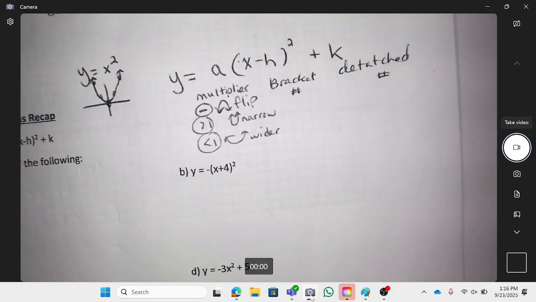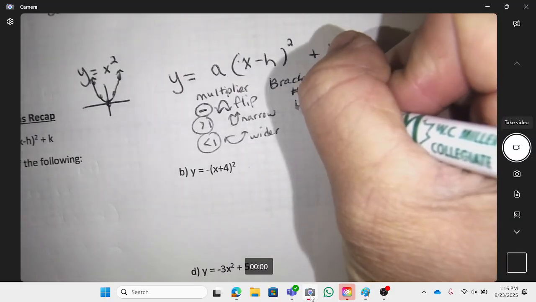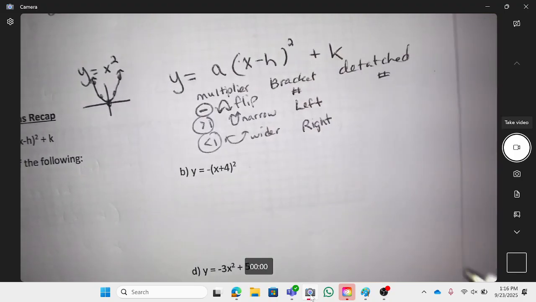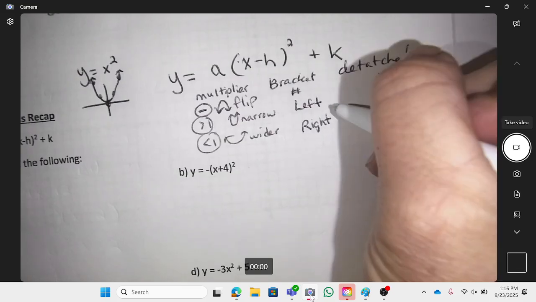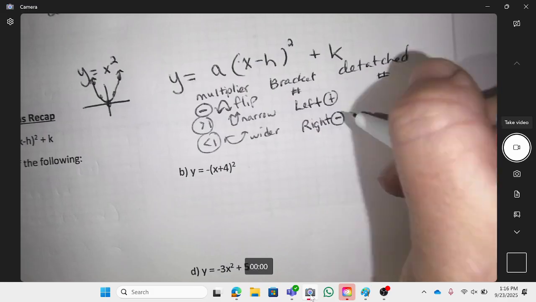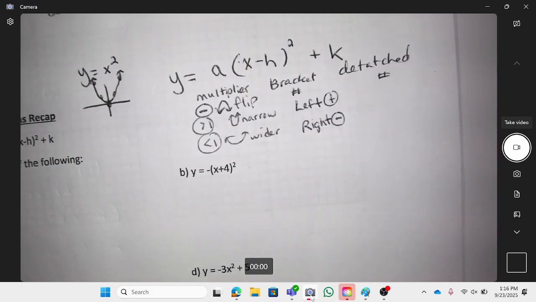Okay, the bracket number changes it horizontally. So you could move left or right. What kind of number do I have to see to move left? A positive. Hey, that makes my brain think opposite brain mode, right? And subtracting a number actually moves it right.